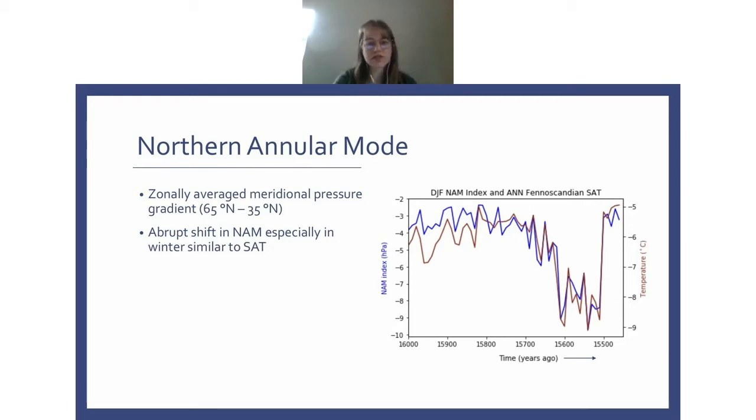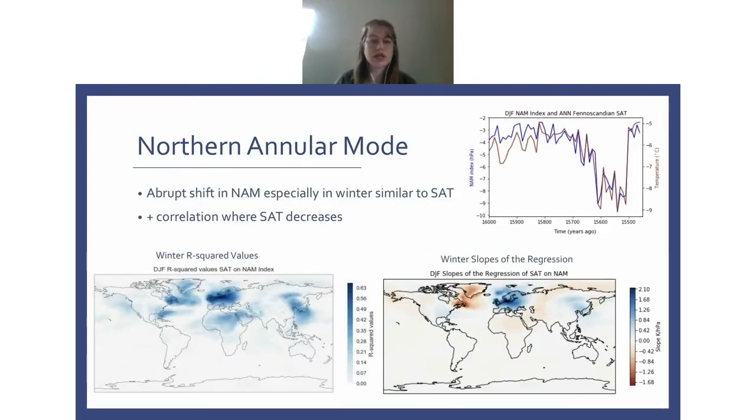And to investigate this further, I just decided to do a linear regression. So I've regressed surface air temperature onto the northern annular mode. You can see on the bottom left, I have the winter R² values, and the numbers are a bit difficult to see, but we're seeing relatively large correlations in locations where surface air temperature was changing the most. So in Northern Europe, Eastern Canada, and Greenland.